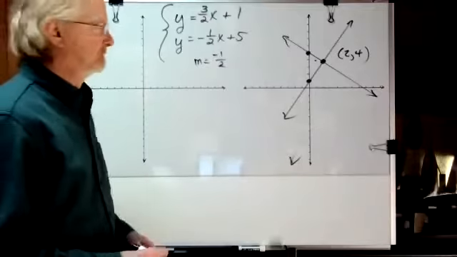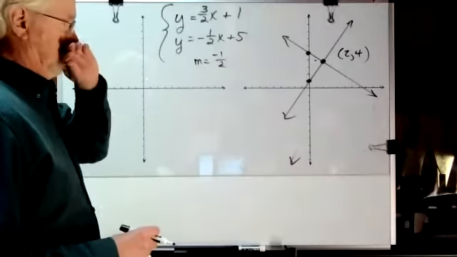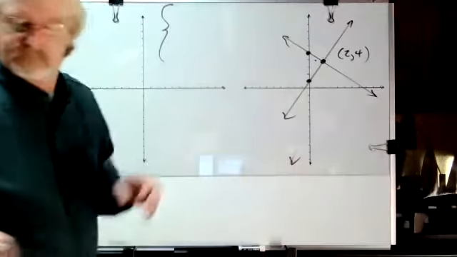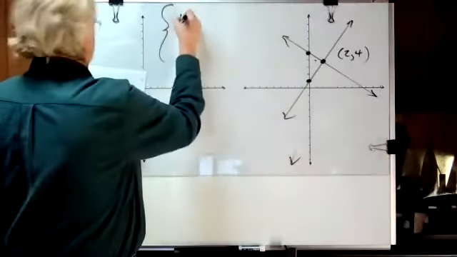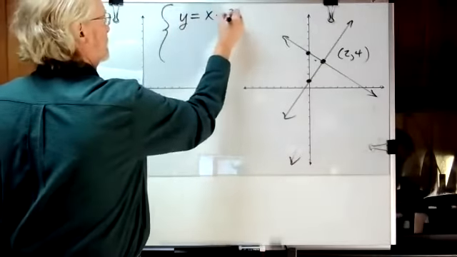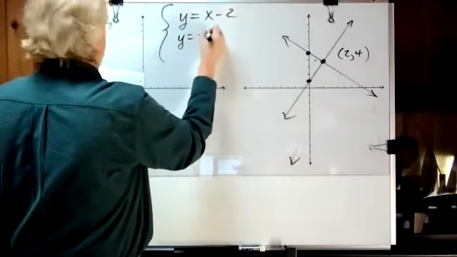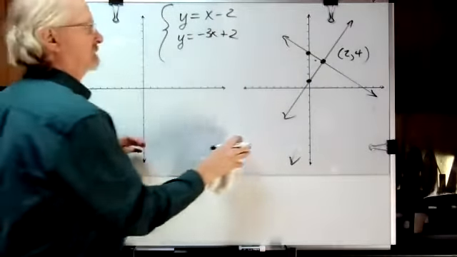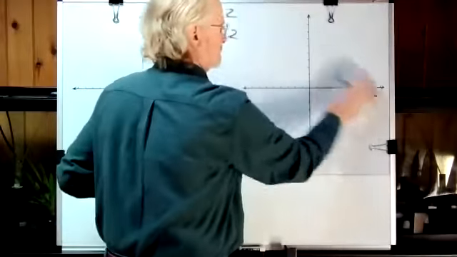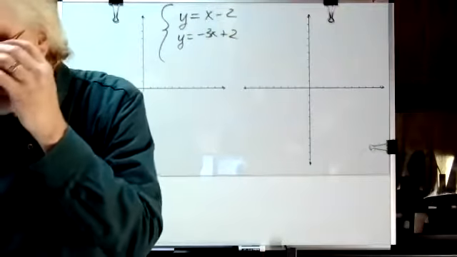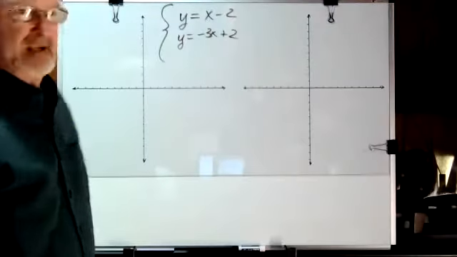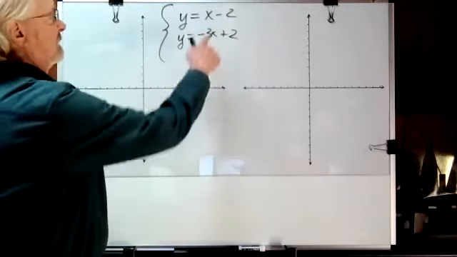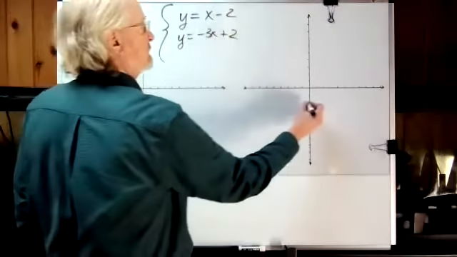Let's do that again, okay? y equals x minus 2. y equals negative 3x plus 2. Get rid of this. All right. Again, mx plus b shape. So I'm going to use the intercept and slope. Now this one has an intercept of (0, -2).